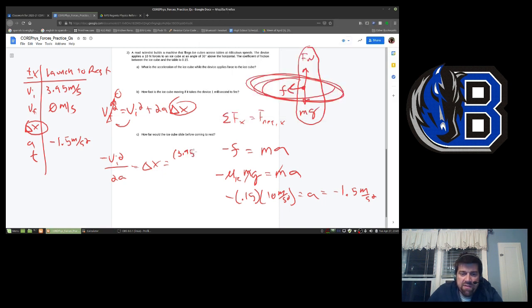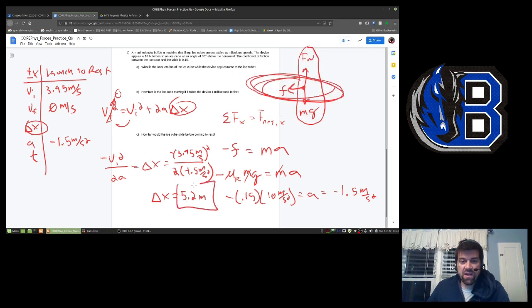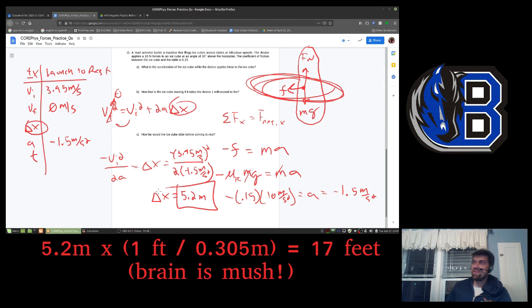3.95 meters per second gets squared, over 2 times negative 1.5. So we'll square that, make it negative, divide by 2, divided by negative 1.5. It'll go 5.2 meters. Which is still like 30 feet.